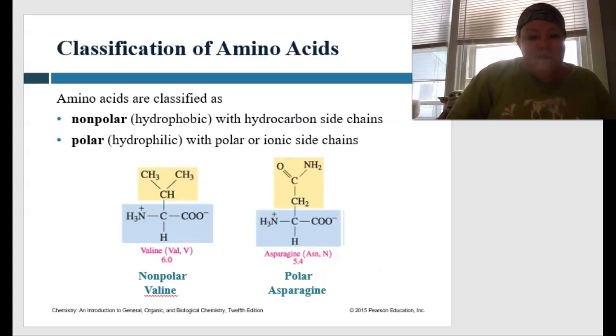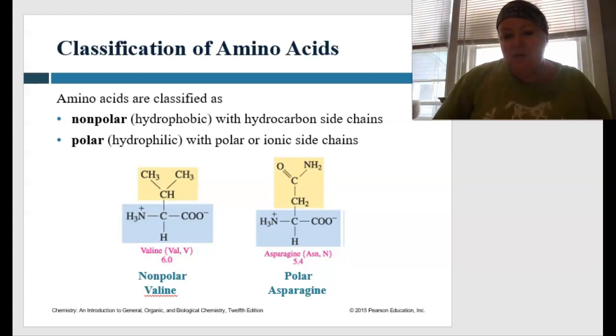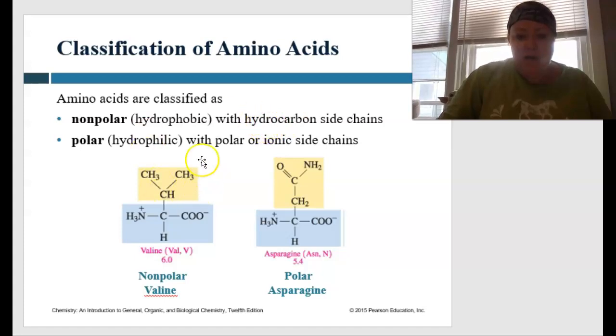Amino acids can be classified either as nonpolar or polar. So the nonpolar is not polar. And another way to say it would be that it's hydrophobic, or scared of water. And those are the ones that have hydrocarbon side chains. So break those down into your words. Hydro is H and carbons are your carbon, right? So your hydrophobic amino acids are ones that are just going to have carbons and hydrogens on the side chain. And basically what we really care about is who's on the very outside of it.